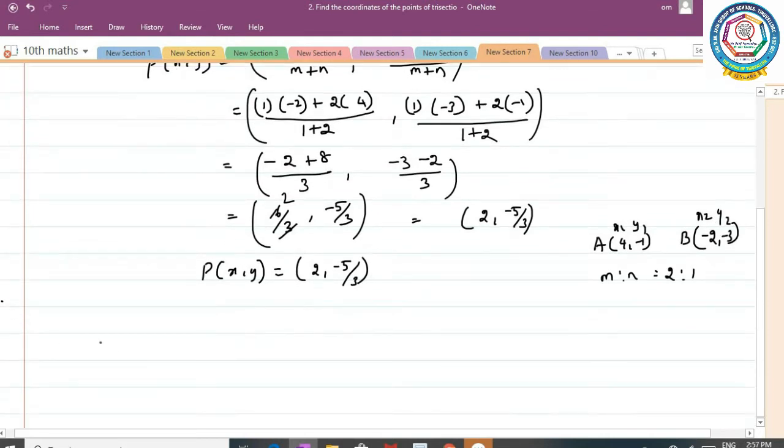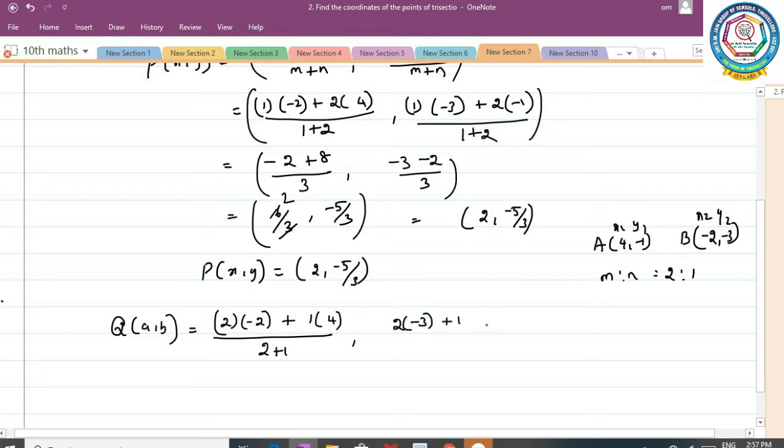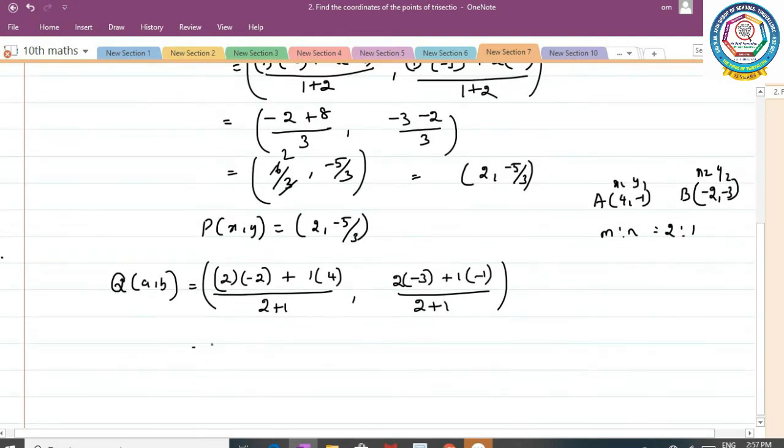So again using the section formula, Q of (a, b) equals (m x2 plus n x1) by (m plus n), comma (m y2 plus n y1) by (m plus n). M is 2, x2 is minus 2, n is 1, x1 is 4, by 2 plus 1, comma, m is 2, y2 is minus 3, n is 1, y1 is minus 1, by 2 plus 1. We have to simplify this one. 2 2s are 4, plus 1 into minus 4, that is minus 4 plus 4... by 2 plus 1, 3, comma here minus 6 minus 1 by 3.